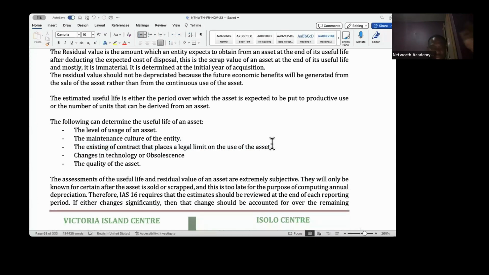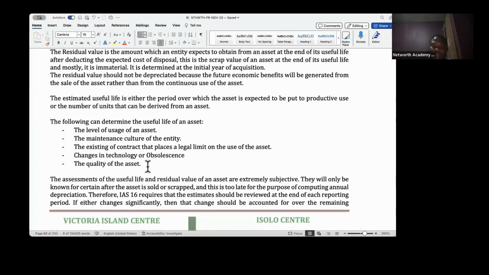So if you buy an asset and there's a contract that says you can only use it for 4 years or for 3 years, that becomes the useful life for you because there's a contract that places legal limit on the use of the asset. If there's also a change in technology or obsolescence, that can limit the useful life of an asset. If nobody is using, people have moved on from the assets. So changes in technology can determine the useful life. Also, the quality of the asset can also determine the useful life of the asset.